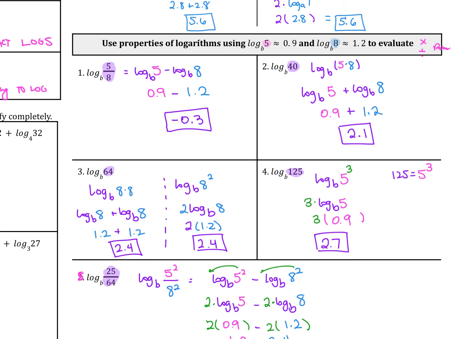For number 3, log base b of 64, there are 2 ways to do it. You can either do 8 times 8 or 8 squared. It doesn't matter, your final answer will be 2.4. For log base b of 125, 125 is 5 to the third. Using the power property, multiply the 3 to the front of the log, 3 times log base b of 5. Substitute 0.9 for log base b of 5, so you get 3 times 0.9, which is 2.7.